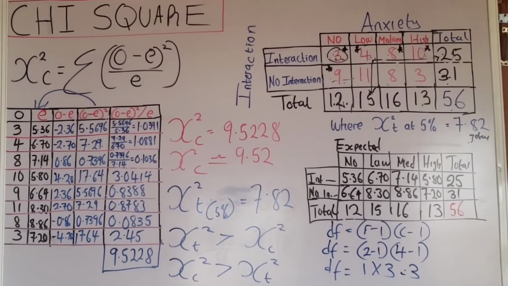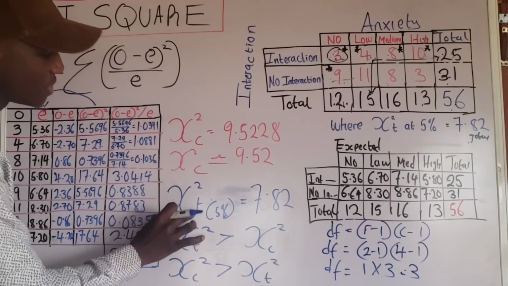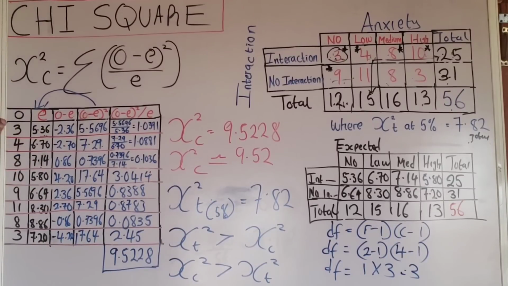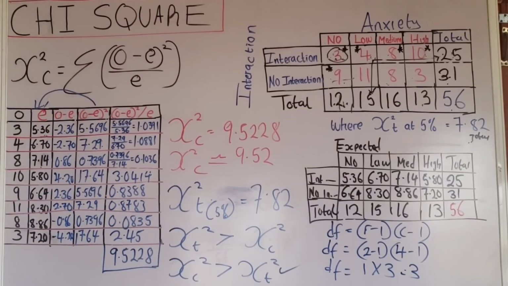And I have already told you that if the calculated chi-square is greater than the tabulated chi-square, we are going to accept the alternative hypothesis, which implies that there is a relationship between anxiety and interaction. We are going to accept the alternative hypothesis and reject the null hypothesis. I'm very sure you understood what I just said. If you didn't understand, listen to the explanation again, okay?